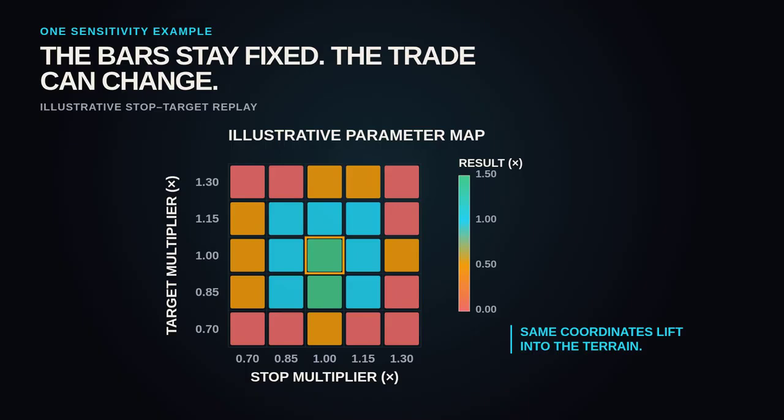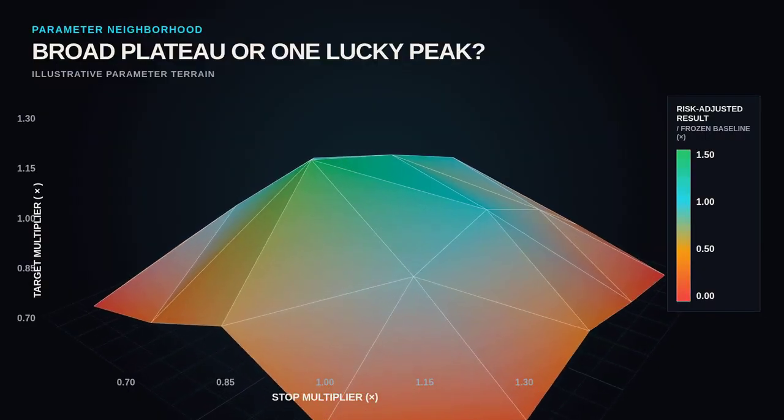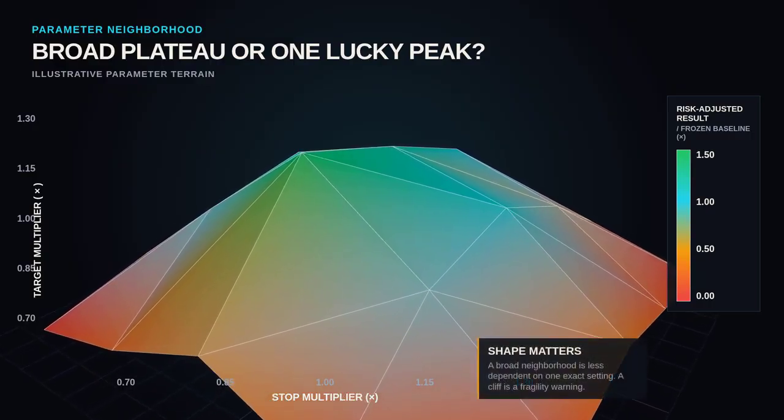Read the flat map before the terrain. Left to right is the stop multiplier. Bottom to top is the target multiplier. Each cell shows a risk-adjusted result: net profit divided by the worst drawdown endured. The original setting replay is outlined as the baseline.